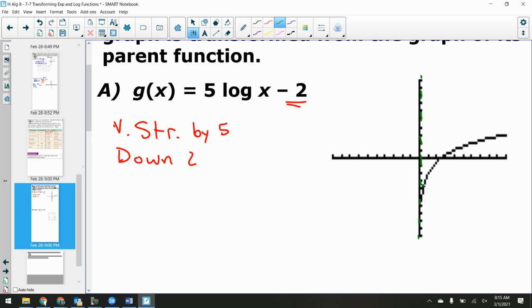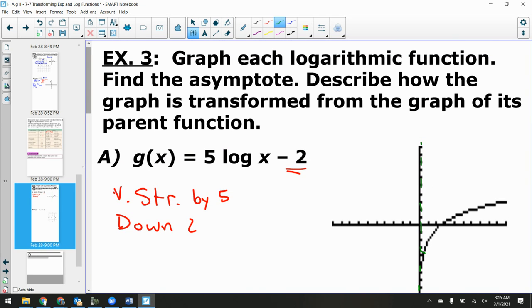Okay? So when it says to describe the asymptote, find the asymptote, you would say the asymptote is at x equals 0. And again, it's very important that you write x equals, because the exponential asymptote is always going to be a y equals. So therefore, the logarithmic asymptote is always going to be an x equals. So it's going to be a vertical line.